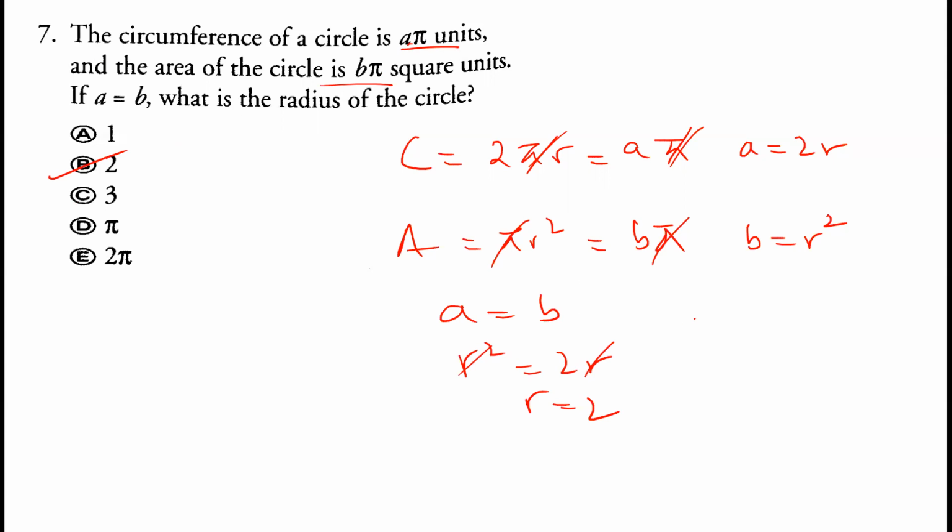Now technically, basically it's like this: r square minus 2r equals 0. You take r common, that is r times r minus 2 equals 0. So one value would be 0 for r, and the other value would be 2. Now obviously radius cannot be 0. So option B is correct.